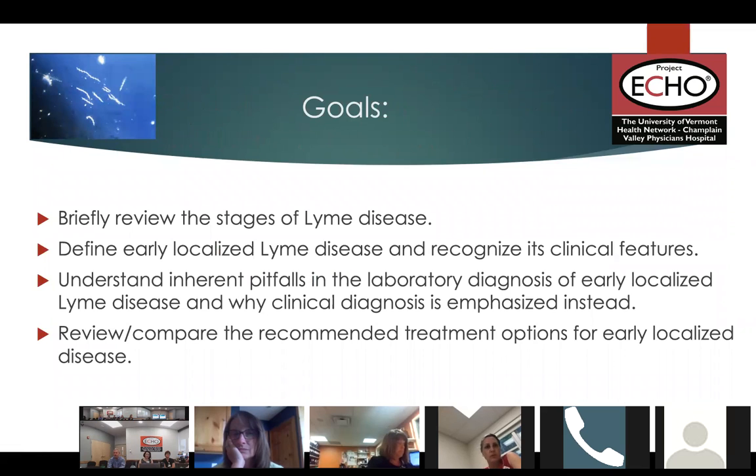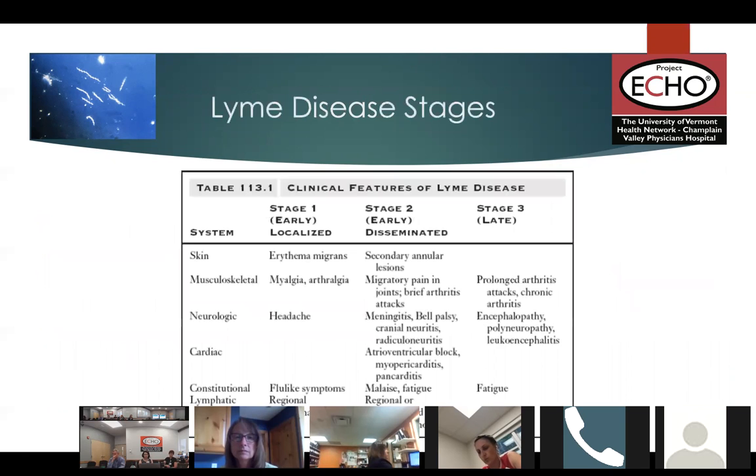So this is what we want to do today with this didactic. We want to review briefly the stages of Lyme disease. We'll define what early localized Lyme disease is and recognize how you diagnose it. Truly, I think the most important part of this didactic is to understand the pitfalls of laboratory diagnosis in early localized Lyme disease, and why you really make this a clinical diagnosis instead. And then finally, we'll review and compare the recommended treatment options for early localized Lyme disease.